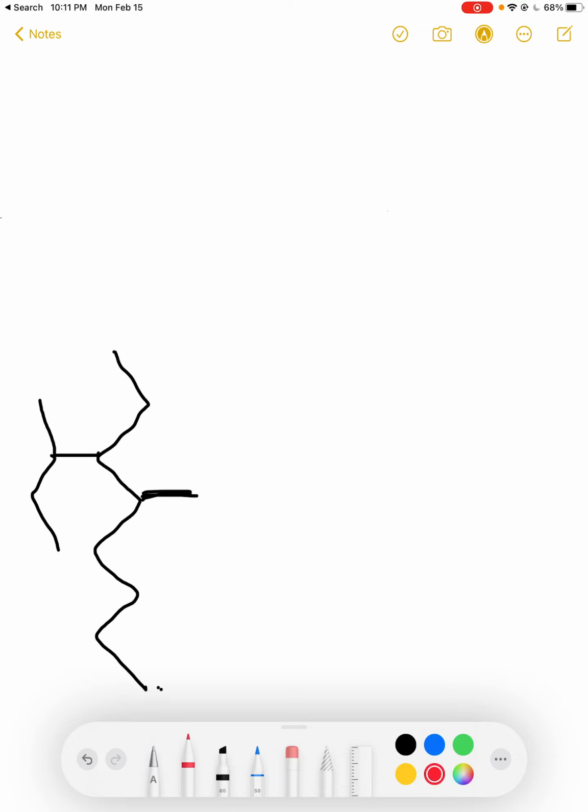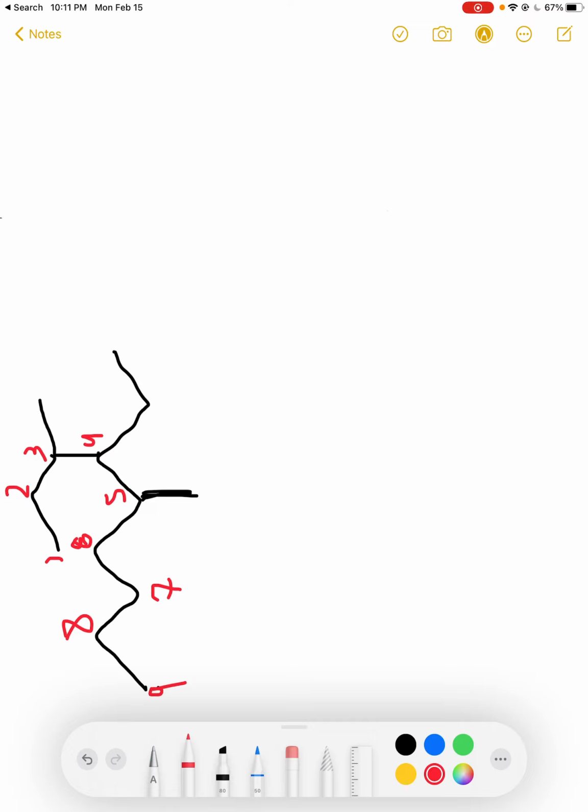We're going to first find the longest chain, and looking at it, as you can see, starting from here, 1, 2, 3, and then we have, oh, sorry, there you go. Let me go back. That's 3 right here. 4, 5, 6, 7, 8, 9. So this tells me the mother chain is going to be a nonane.